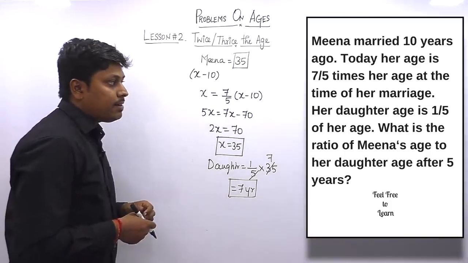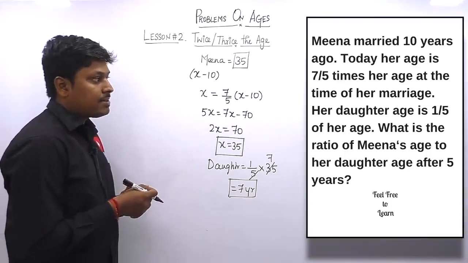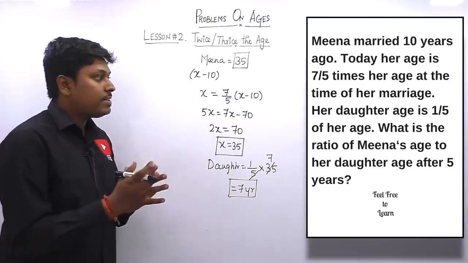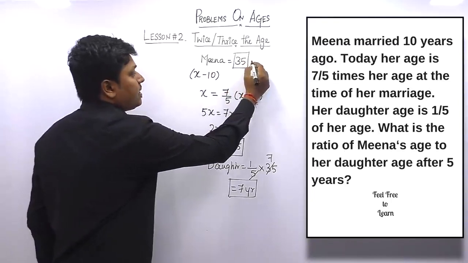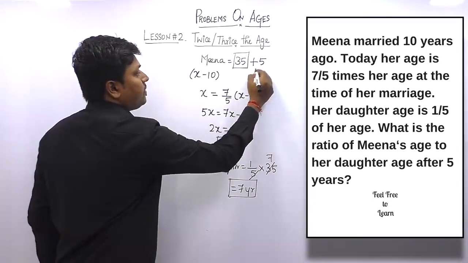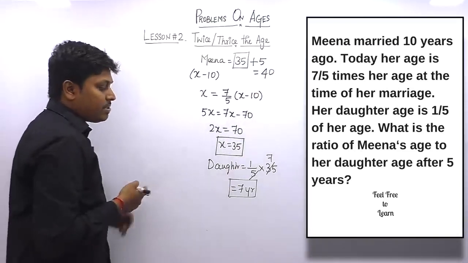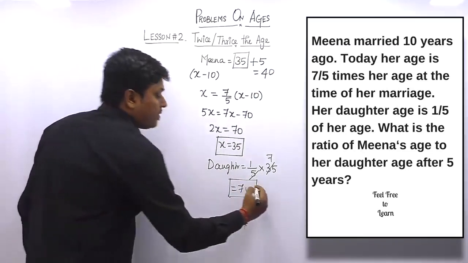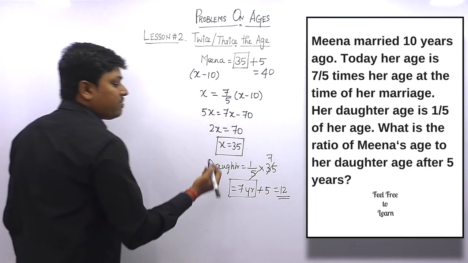And what is our target? What is the ratio of Meena's age to her daughter's age? Our target is to find the ratio of Meena and daughter after 5 years, right? We already know that the present age of Meena is 35. So after 5 years, Meena's age will be 40. And similarly, the present age of daughter is 7 years, and after 5 years, the daughter's age will be 12. And now our target is to find the ratio, right?